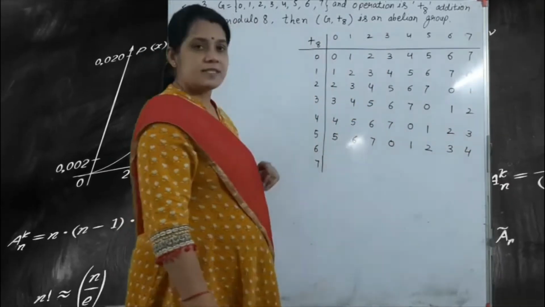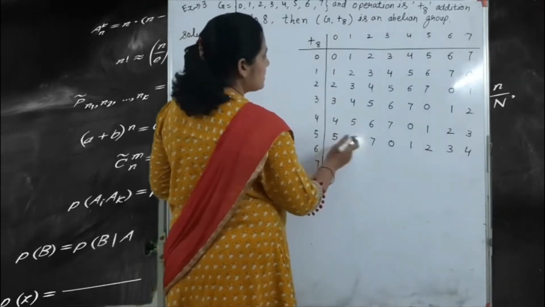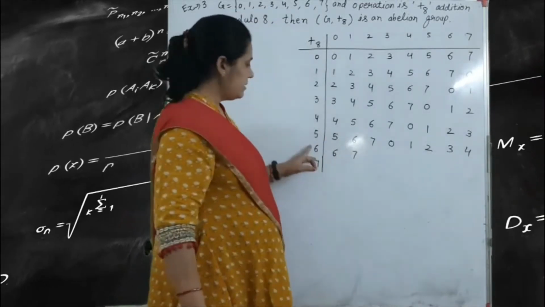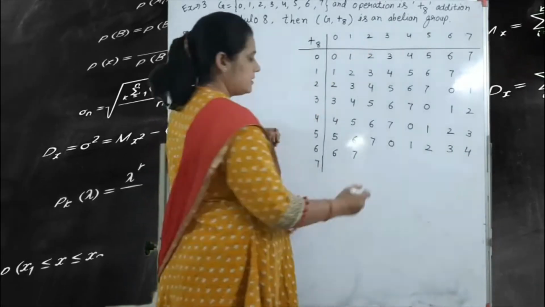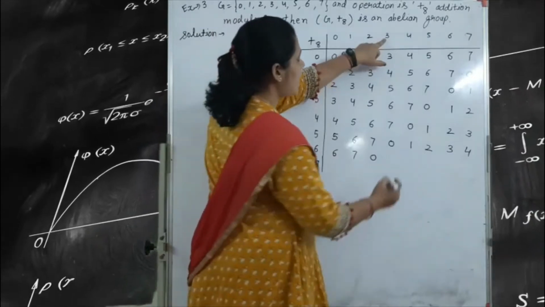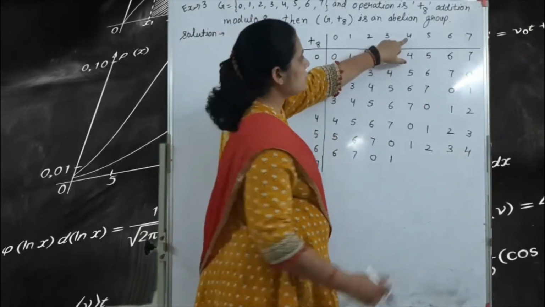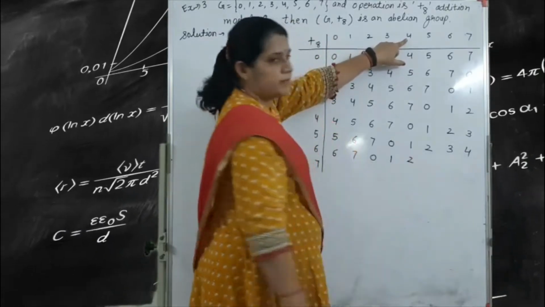Next is 6. According to 6, 6 plus 0 is 6, 6 plus 1 is 7, so that is okay. But 6 plus 2 is 8, divided by 8, remainder is 0. 6 plus 3 is 9, divided by 8, remainder is 1. 6 plus 4 is 10, divided by 8, remainder is 2.